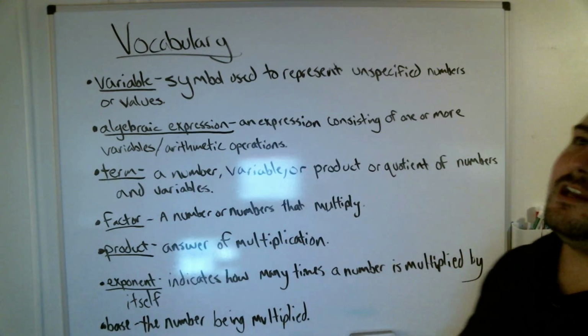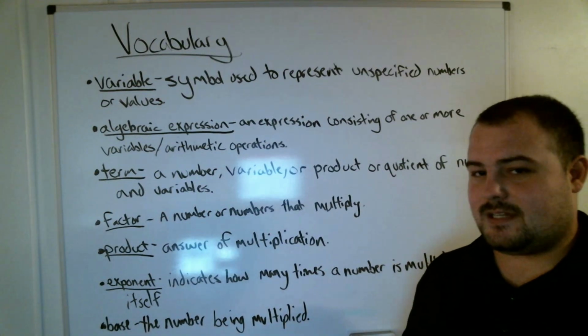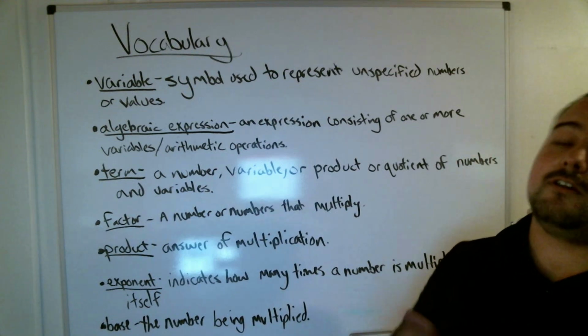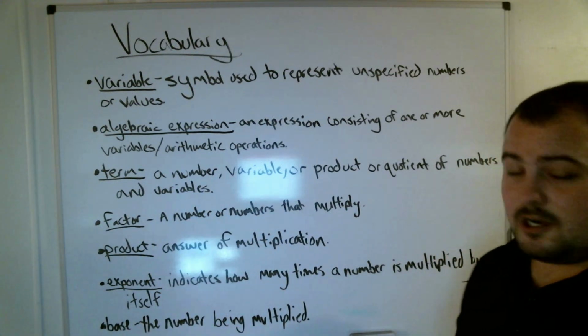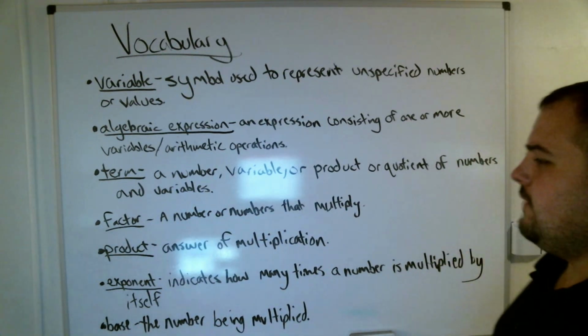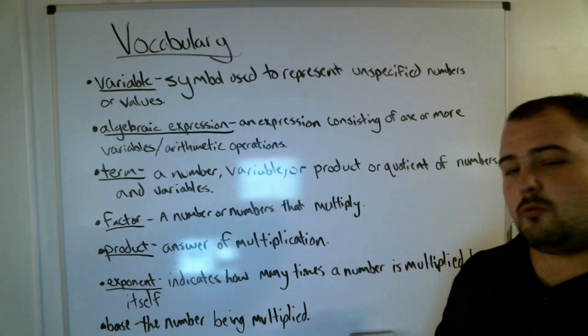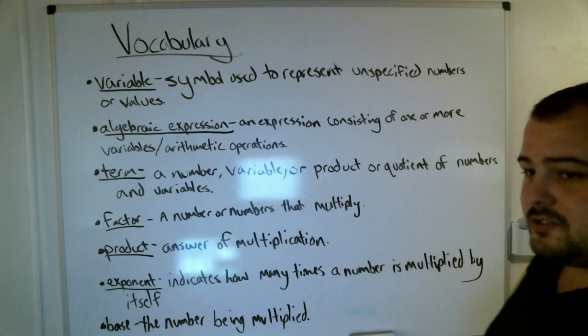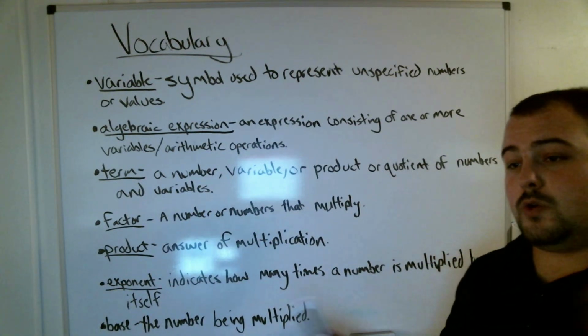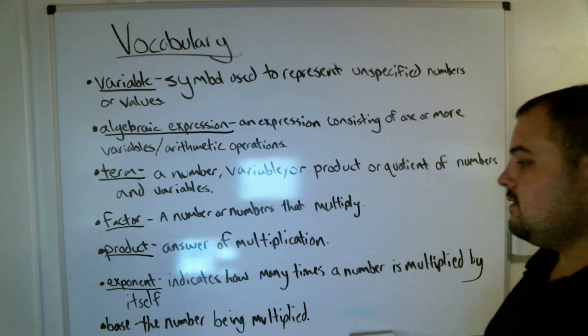So if I were to say the factors that multiply to make 6 are 2 and 3. 2 and 3 are factors of 6. Also 1 and 6 are factors of 6. The product is the answer that we get whenever we multiply two numbers together. So the product of 2 and 3 is 6.